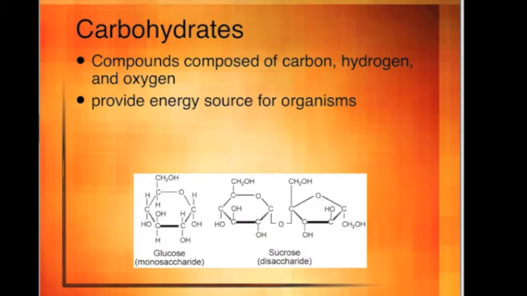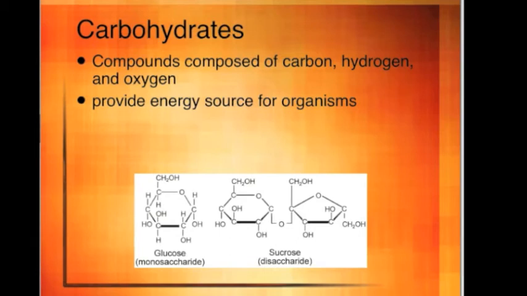All right, the first macromolecule is carbohydrates. Carbohydrates are compounds that contain carbon, hydrogen, and oxygen atoms. They are the primary energy source for organisms. It seems that right now there's a big push to eliminate carbs or to have a low-carb diet, but for teenagers, carbohydrates are a very good source of fuel.